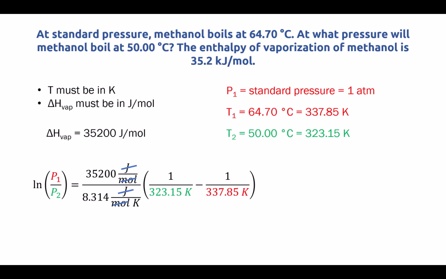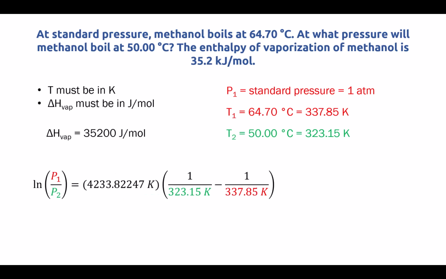So when I simplify that fraction, what I'm going to get is 4,233.82247 Kelvin. You can see that when I multiply that number in with my fractions, the kelvins in the numerator and the kelvins in the denominator are going to end up canceling out.